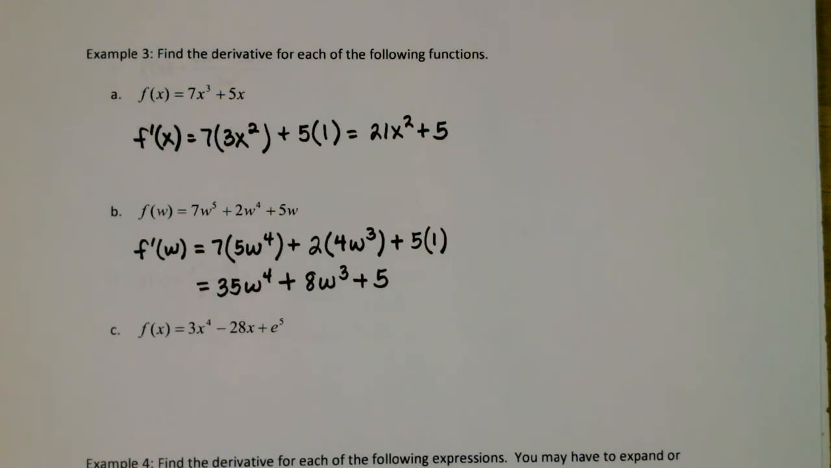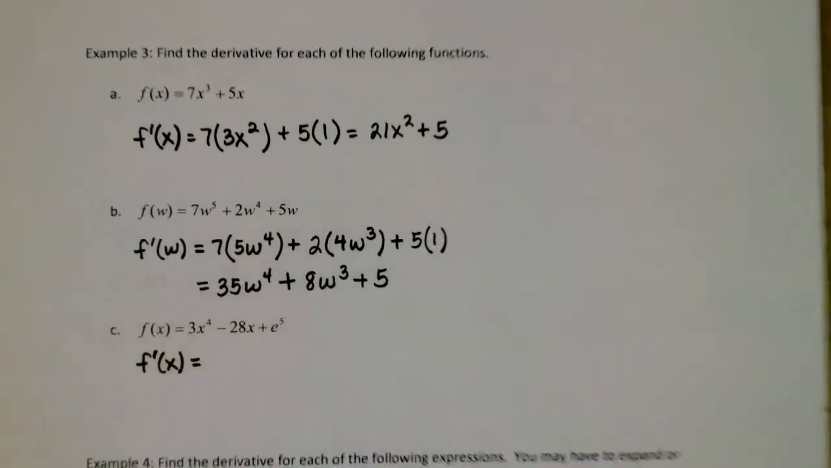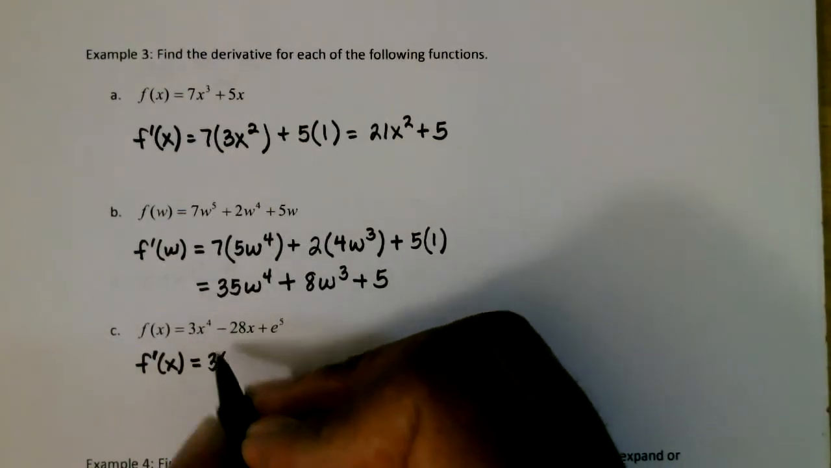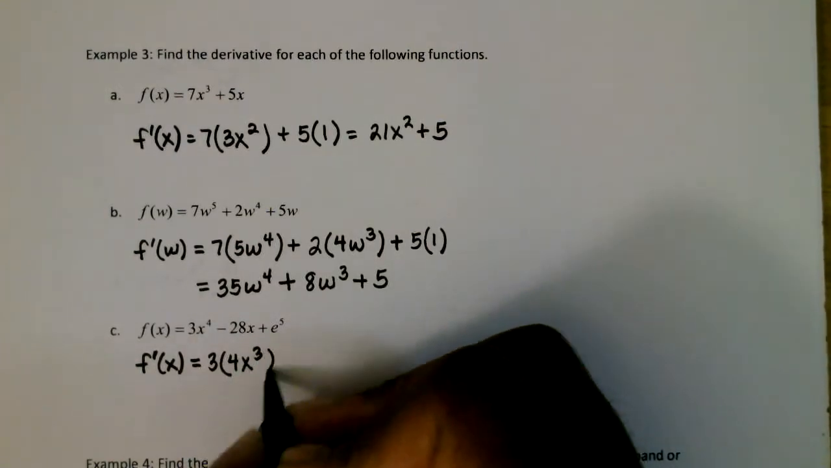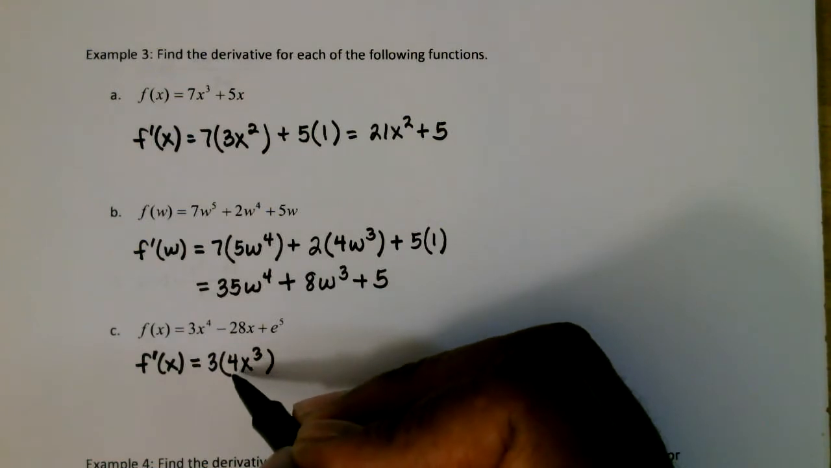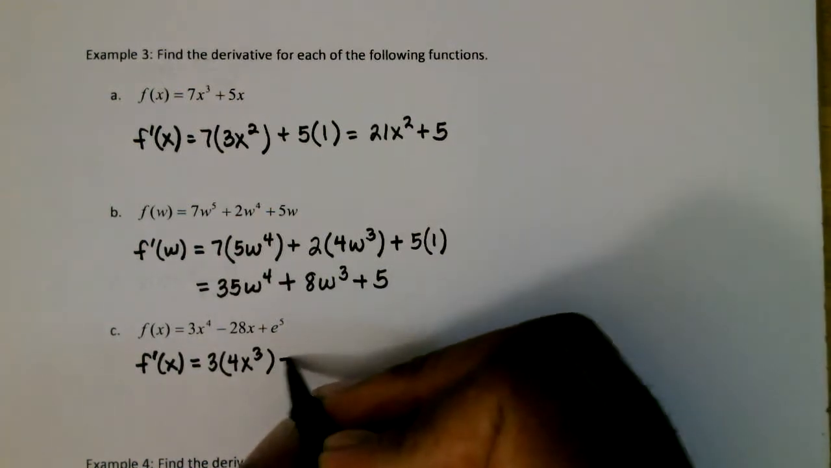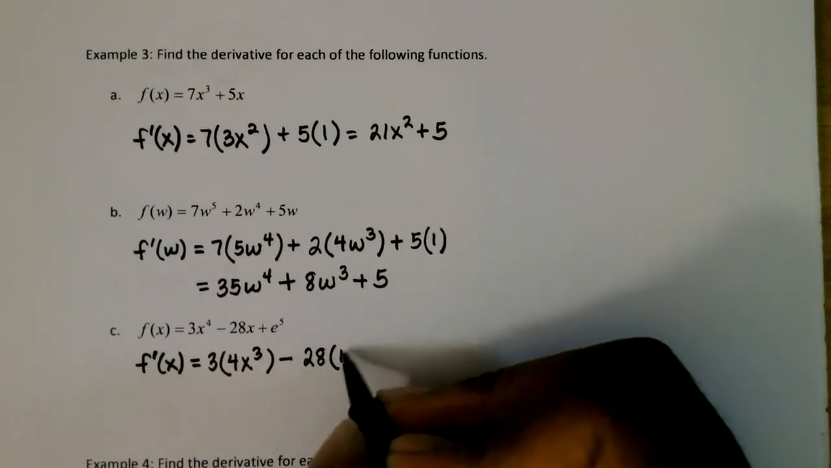And part C, here we got f of x is equal to 3x to the 4th minus 28x plus e to the 5th. And here I want to find the derivative of that. Okay, so using the constant multiple rule, bring down the 3, take the derivative of x to the 4th, which will be 4x to the 3rd. Write down the exponent in front of the x, copy the x over, subtract 1 from 4 to get 3. Then minus, bring down the 28. The derivative of x is just going to be 1.